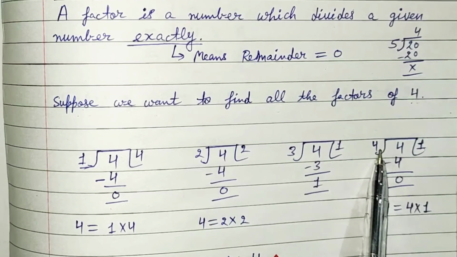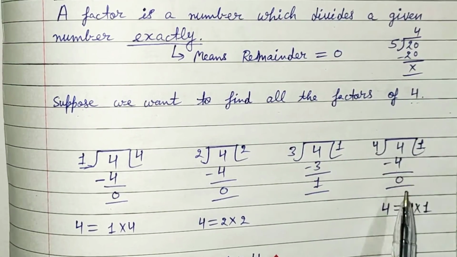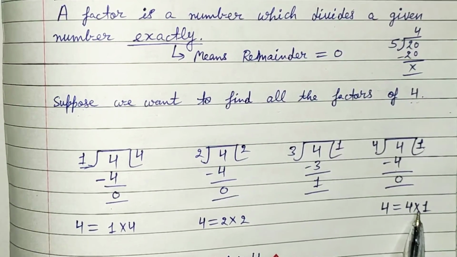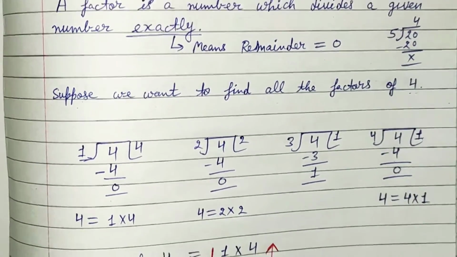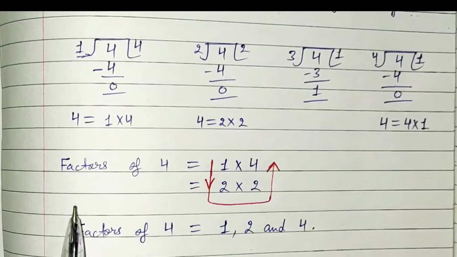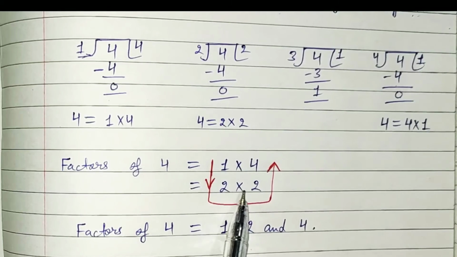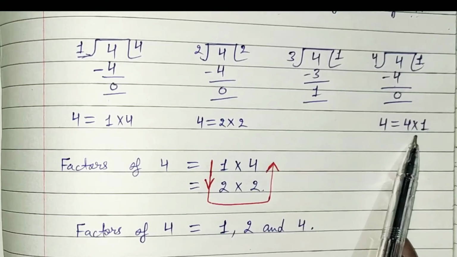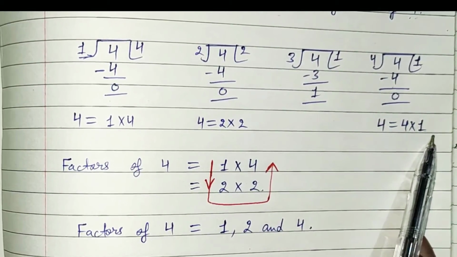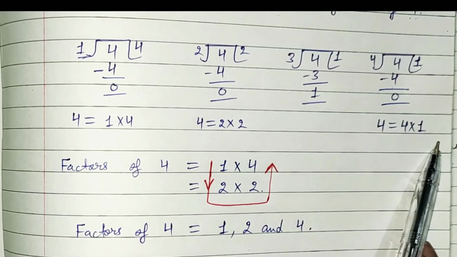Now after this 3 we will move to this 4. 4 can divide 4 one time, so remainder is 0. So we can write 4 is equal to 4 into 1. Okay. Now if we write the factors of 4, we can write as 1 into 4 and 2 into 2. Now the question arises, why are we not writing this 4 into 1? Because 1 into 4 and 4 into 1 both are the same thing.